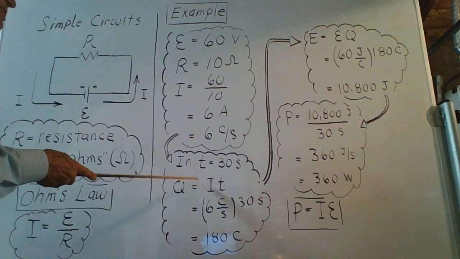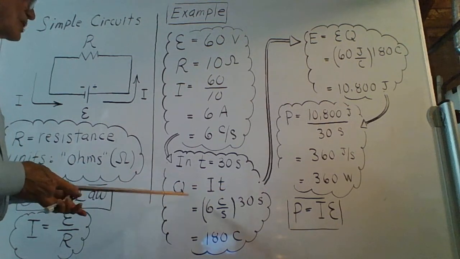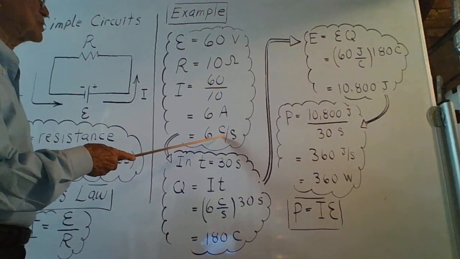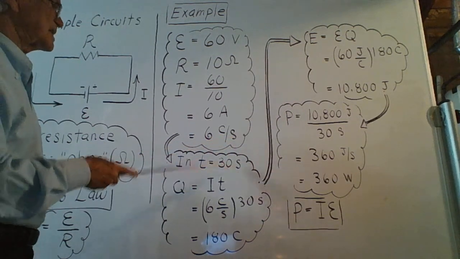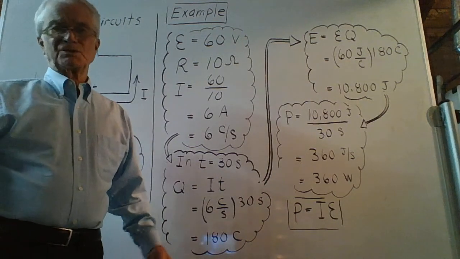And I've used an equation that you really don't need. Common sense tells you how to calculate the charge. If you are outputting 6 coulombs each second, and you do it for 30 seconds, well, of course, it's 180 coulombs. So far, so good.